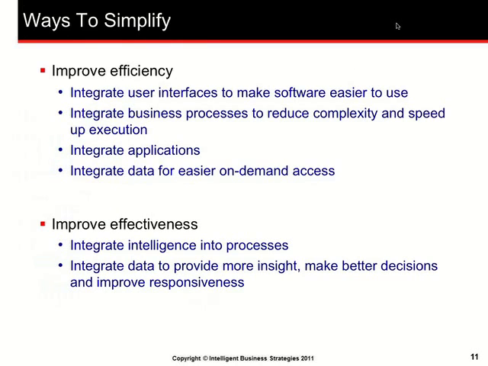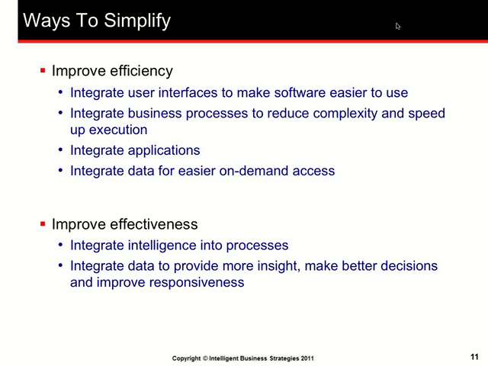And there are multiple ways in which you can simplify. You can simplify to improve efficiency, and you can simplify to improve effectiveness. The former is done in a number of ways. I can integrate user interfaces to make things easier to use. I can integrate business processes to try and get rid of redundancy and speed up process execution. I can integrate applications to make data flow easier between those applications as business processes execute. And I can integrate data to make it easier for on-demand access to the information that we need.